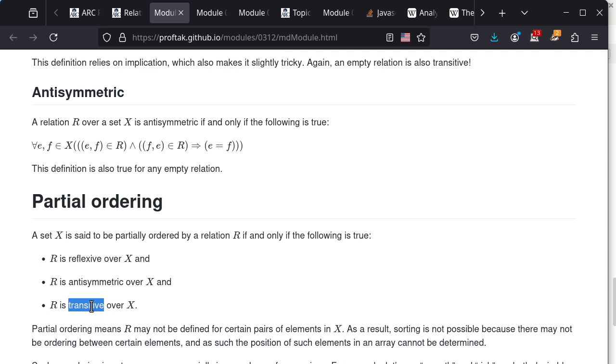So what does it mean when it's partially ordered? Partially ordered means you can determine whether two things are related, but you cannot determine whether everything is related to everything. So I'll give you an example.